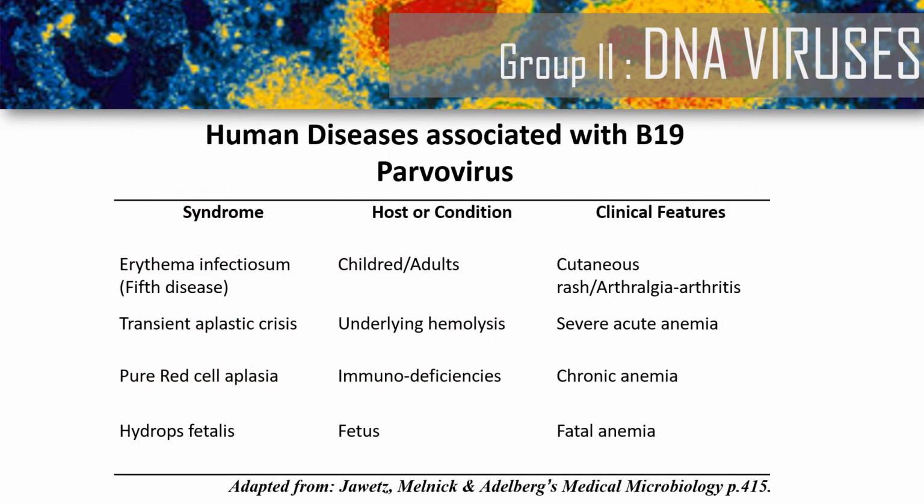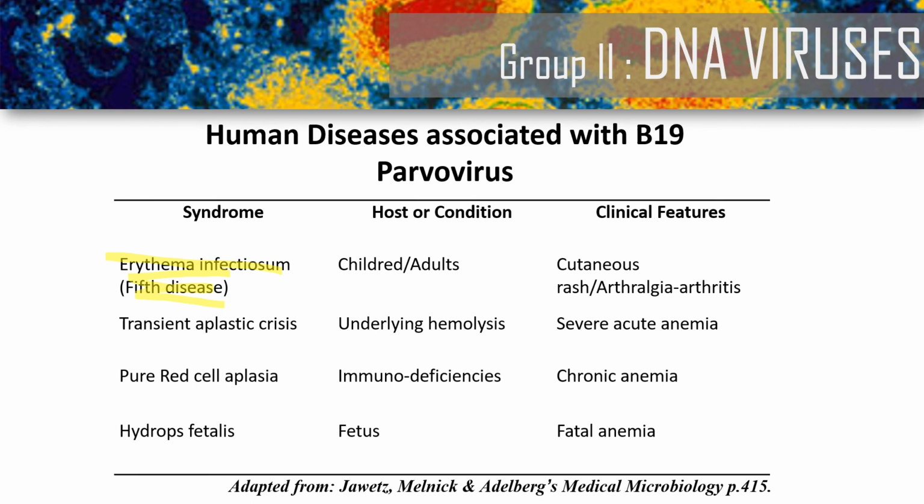For human disease associated with B19, you have erythema infectiosum, or fifth disease. Diba kanina nabanggit ko yung first disease, tapos meron namang fifth disease, class, that's your erythema infectiosum. Host or condition: children and or adult. Clinical features naman, class: cutaneous rash at saka arthralgia, arthritis.